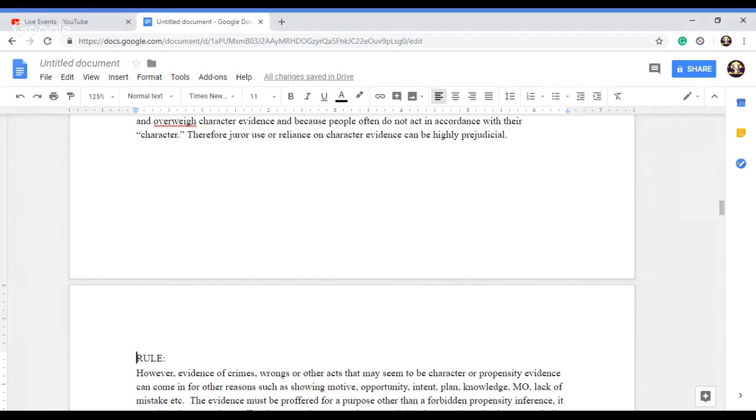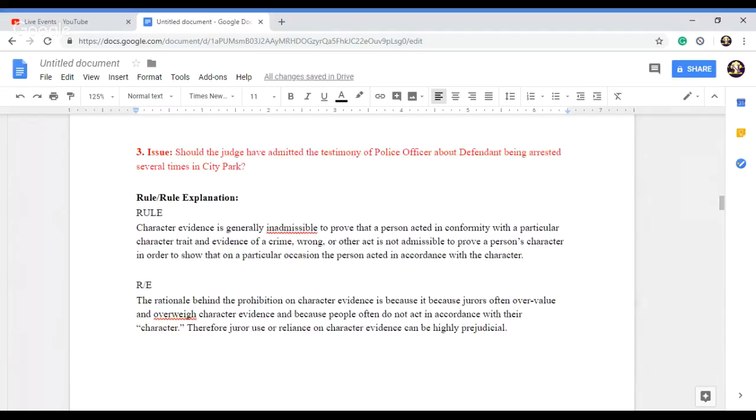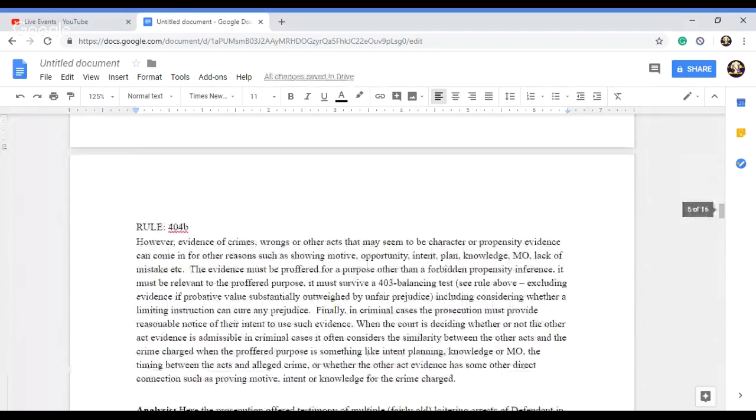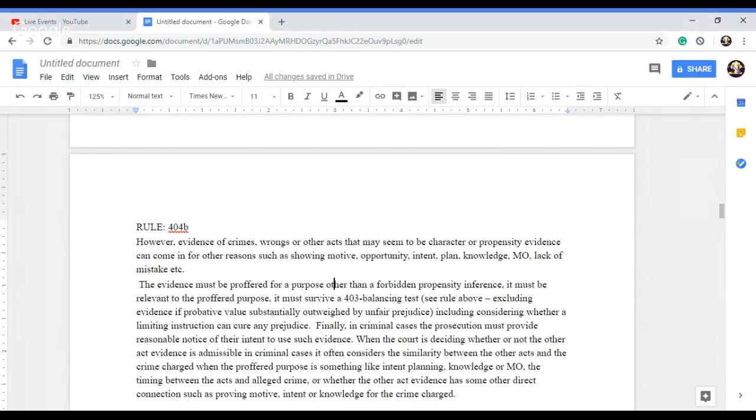And this is rule 404B, where this was rule 404A, the prohibition. So here, rule 404B is telling you that we can use character evidence. We can't use it to show propensity, but we can use it for some other purpose. And it lists out those purposes, right? Then it lists out how the evidence must survive a balancing test.